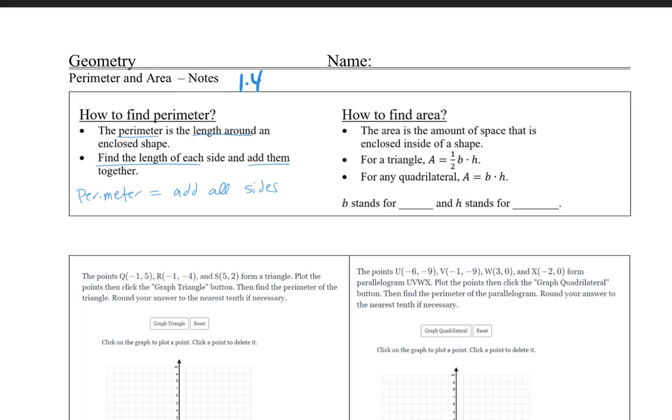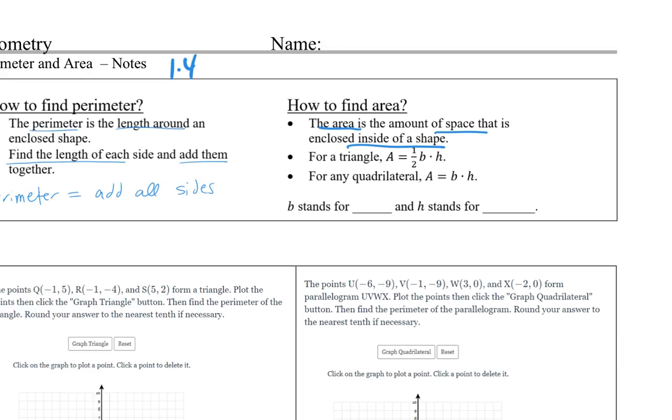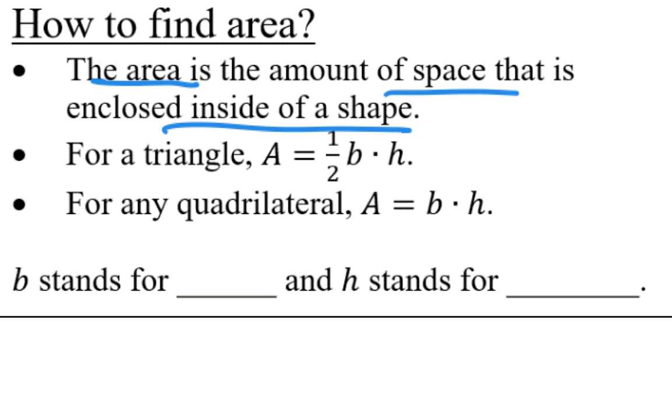All right, so if the perimeter is the length around, then the area is the amount of space that is inside a shape. We use certain formulas for that. For perimeter, we just add all the sides. For a triangle, area is equal to 1/2 times base times height. But that's the same thing as base times height divided by 2. This is the one I would recommend, and that's what we're going to use today.